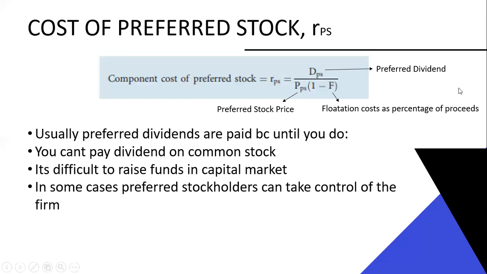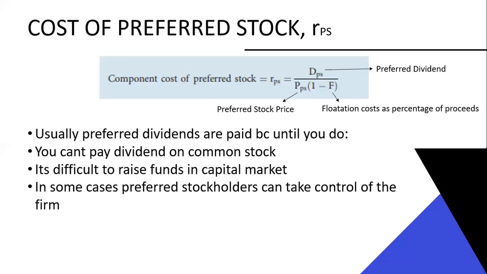And again, you would be given this information, right? The dividend that's being given on a preferred stock, the preferred stock price, and also the flotation cost. And then you would be able to calculate this value. Usually preferred dividends are paid before common stock dividends. And it's important to remember that companies have to pay the preferred stock dividends first.